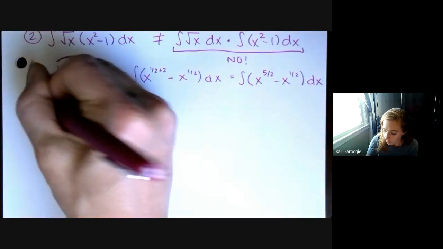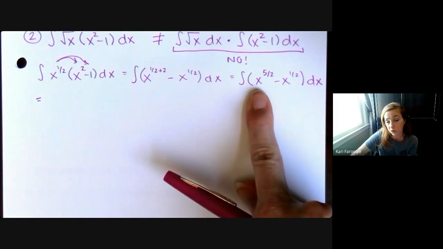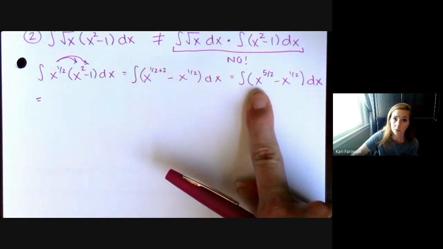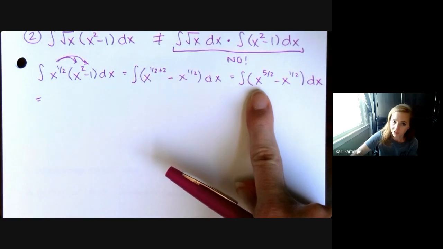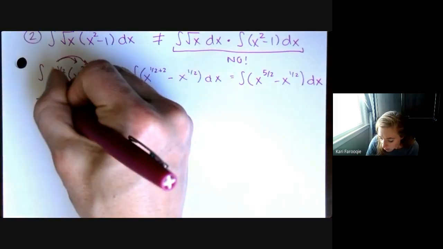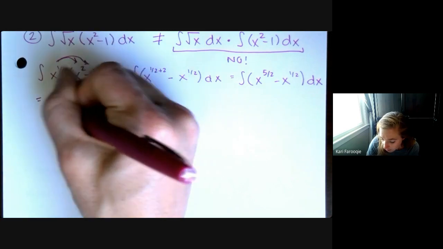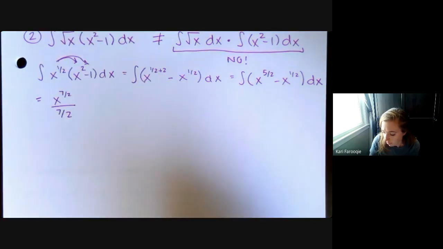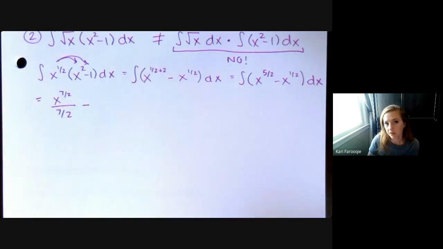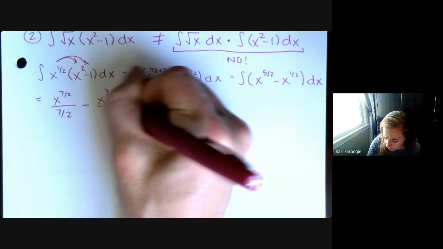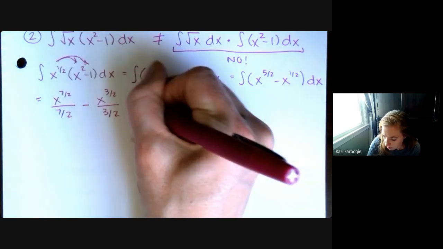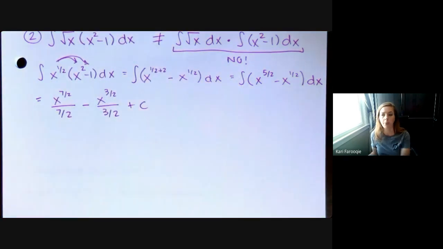So I'm going to go ahead and increase the exponent by 1 and divide by the new exponent. So 5/2 plus 1 is 5/2 plus 2/2, which is 7/2. So this is going to become x to the 7/2 divided by 7/2 minus, and now I'm going to increase 1/2 by 1, so I'm going to get 3/2. So x to the 3/2 divided by 3/2 plus c. And we're going to rewrite this.